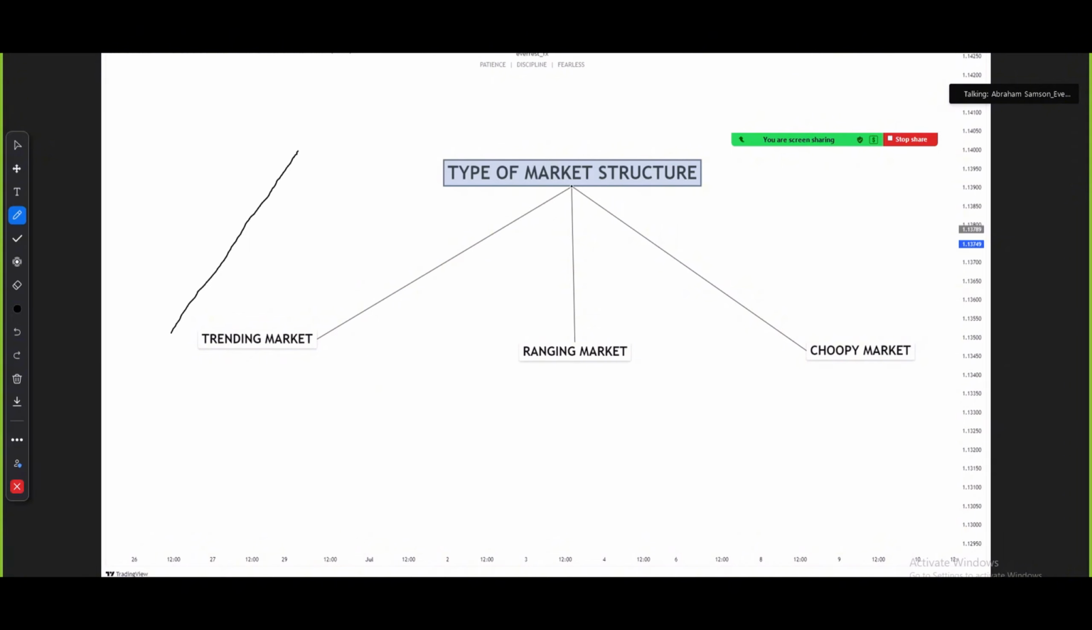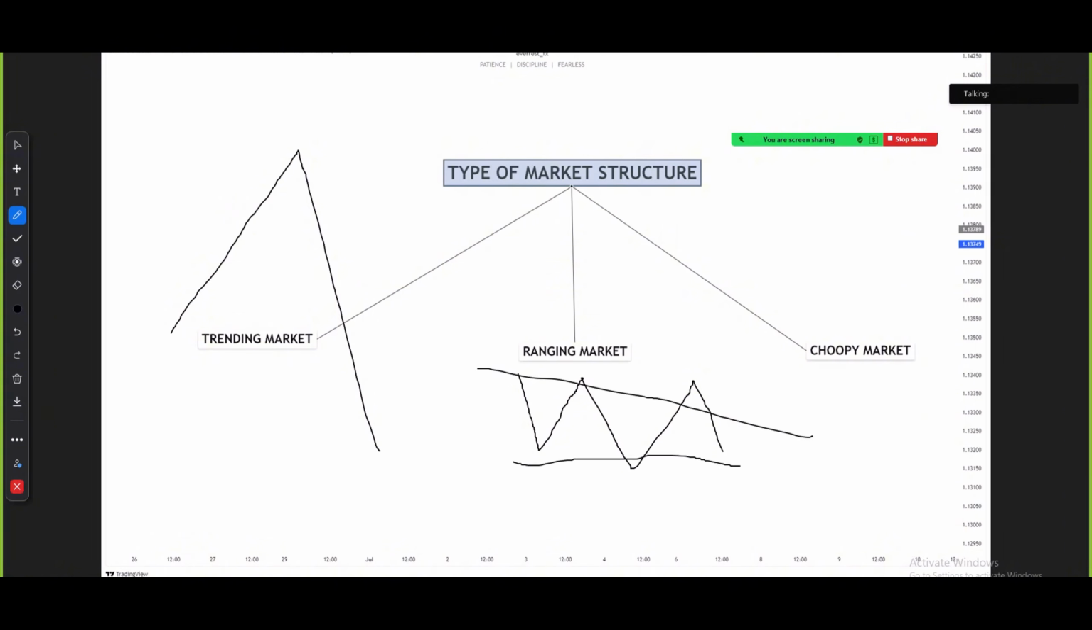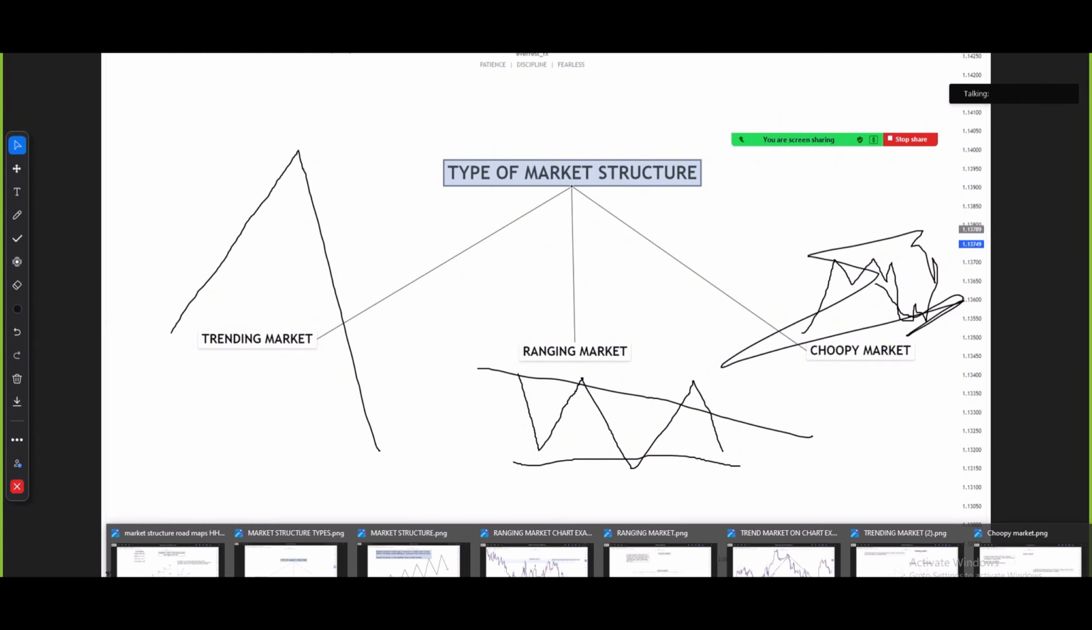Now, in a trending market, price might either be going up or coming down. In a ranging market, the price normally respects a low, a high, a low, a high, like this. This is what we call a ranging market. But in a choppy market, the price might just go up and start ranging, come down, start ranging, go up. Price doesn't have a certain direction. That is what we call a choppy market.